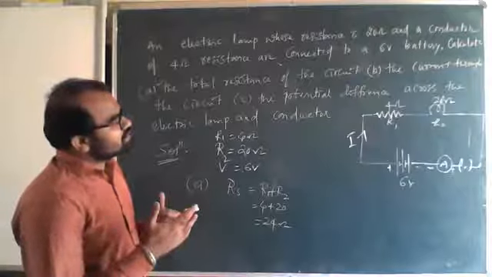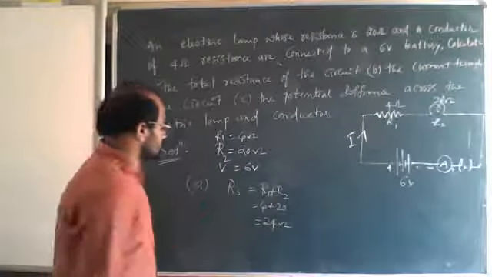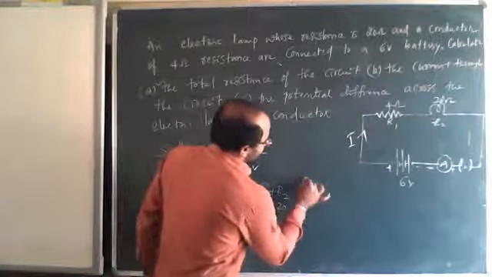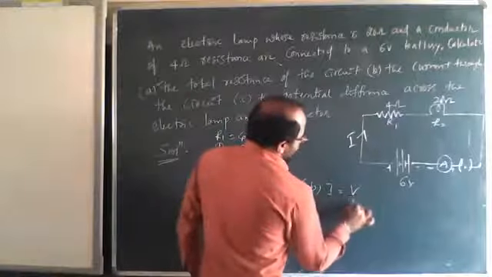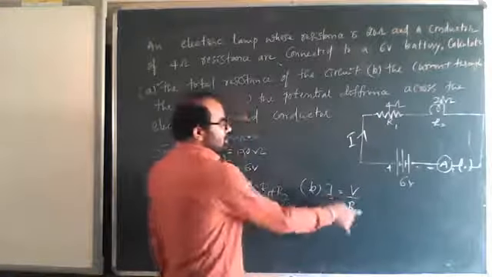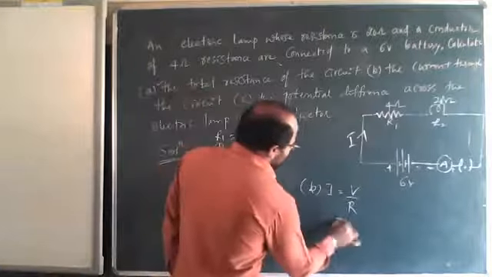So I need to find out the current through the circuit. What is my current through the circuit? I is equal to V by R. How do we know that? V is equal to IR, so I should be equal to V by R.